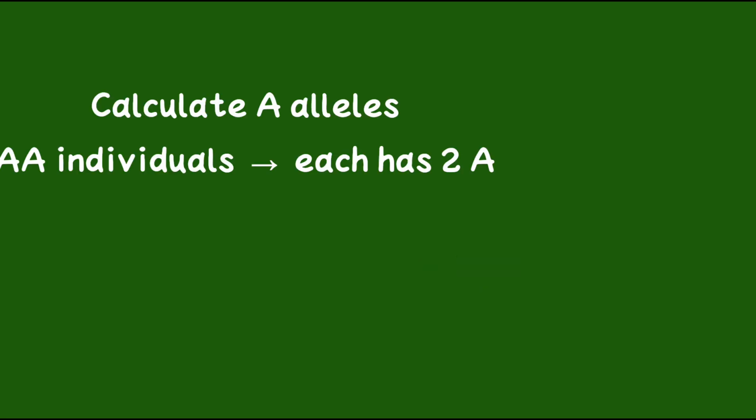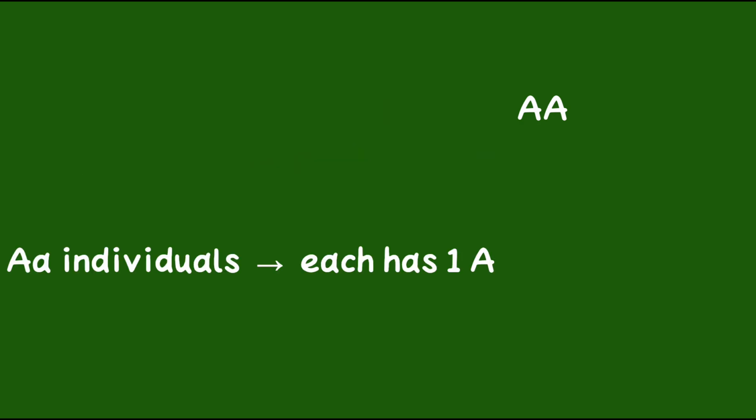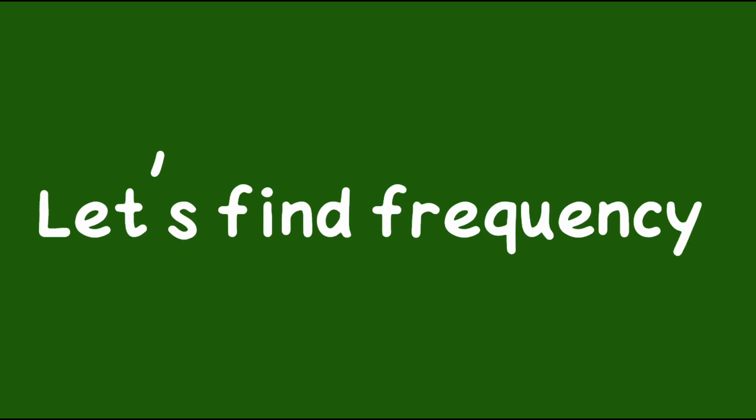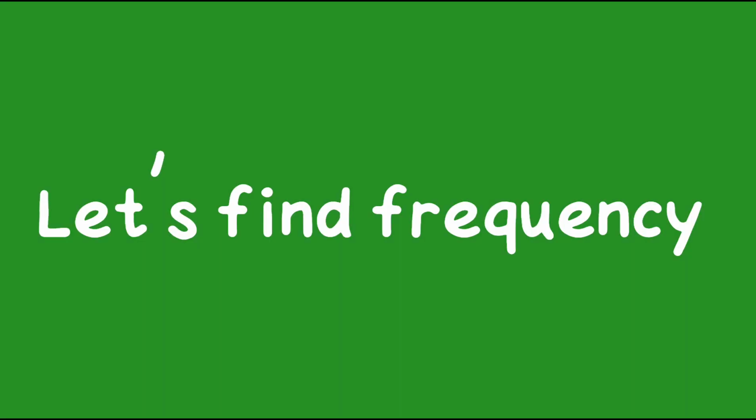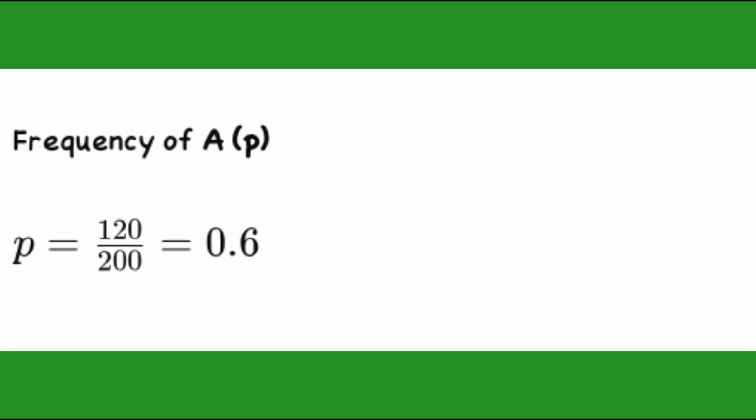Now let's calculate the dominant allele capital A. Each capital A capital A individual has 2 dominant alleles, that is 40 into 2, that is 80. Similarly for the heterozygote we will multiply by 1 allele because each has one allele. So 40 into 1, that is 40, and the total allele, that is 80 plus 40, that is 120. So we just have to find the frequency of this total dominant allele. For that we will divide the total number of dominant alleles upon the total allele, that is 120 upon 200, that comes out to be 0.6.